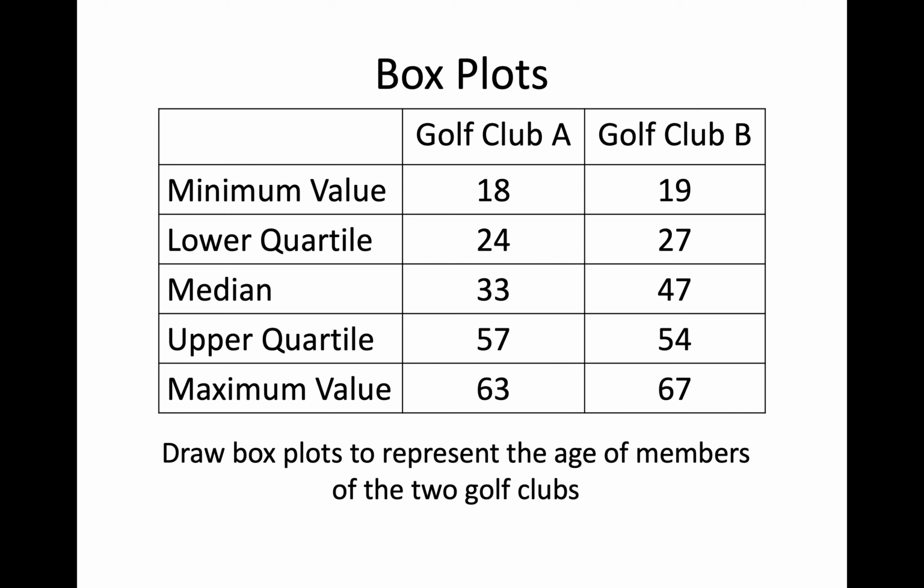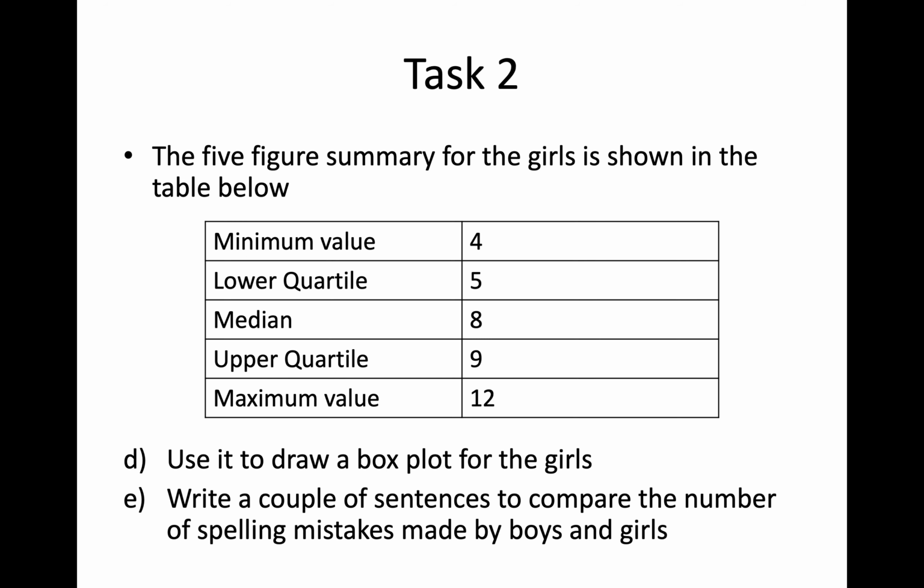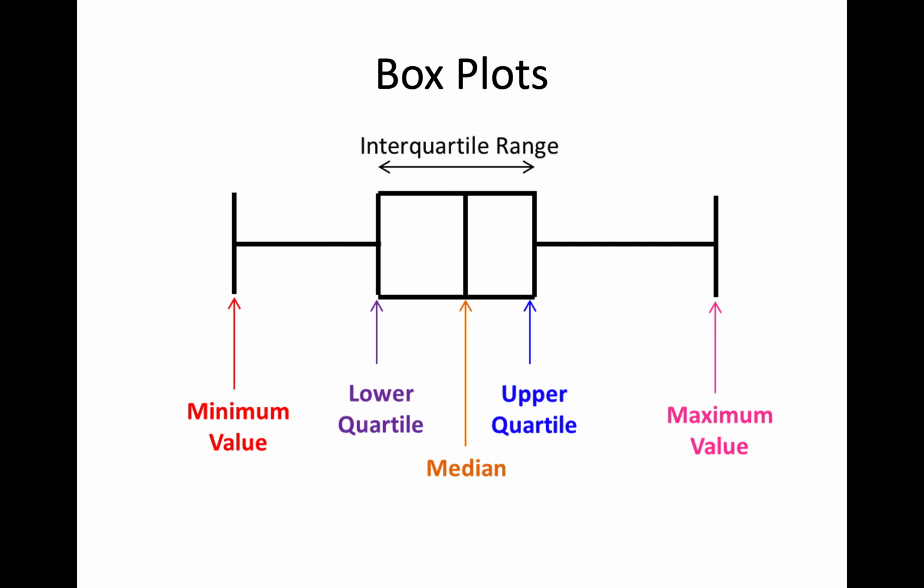There are more questions that we can go through on here. So for instance, on this one, you can draw the box plot and then compare the two. So you can pause and do that. And then you can see the answers as well later on. And there's another task here. You can pause this, have a go, take a copy of it all and send me your answers. And then lastly, task 2, you can then use this data to draw a box plot and then write a couple of sentences to compare the number of spelling mistakes made between the boys and the girls. Don't forget, this is what your box plot will look like.